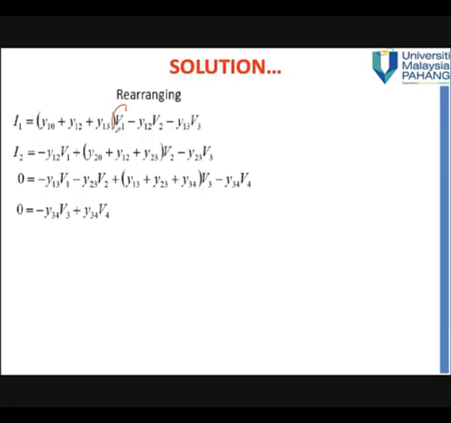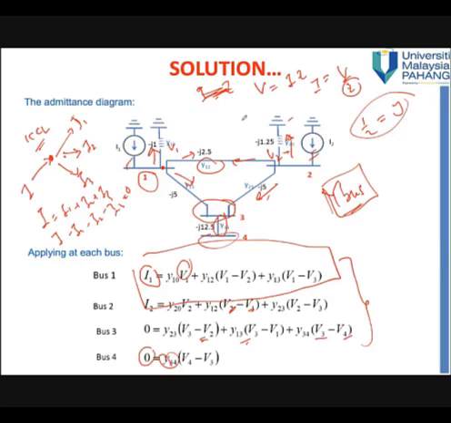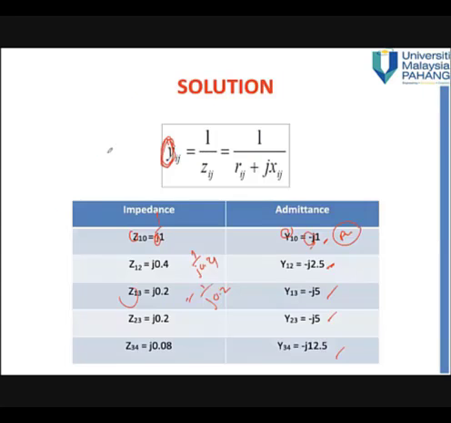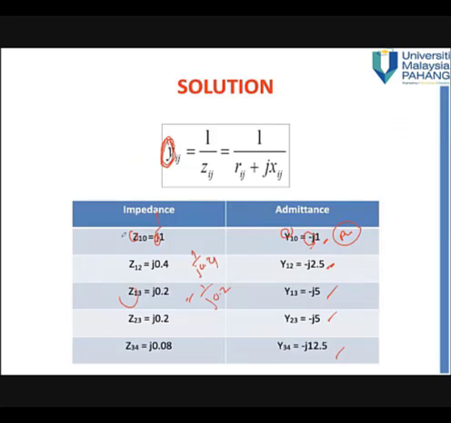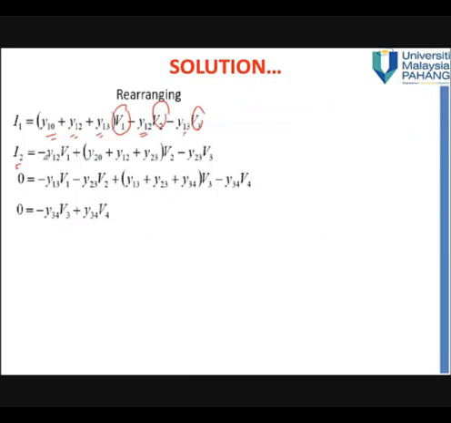So for V1, it equals the summation of Y10, Y12, Y13. And then V2 only requires minus Y12, and V3 is minus Y13. There is no V4 because there is no connection between bus 1 and bus 4. No connection, meaning that it is 0. Similar for I2, this one is the summation related to bus 2, and then there's no bus 4 or V4.